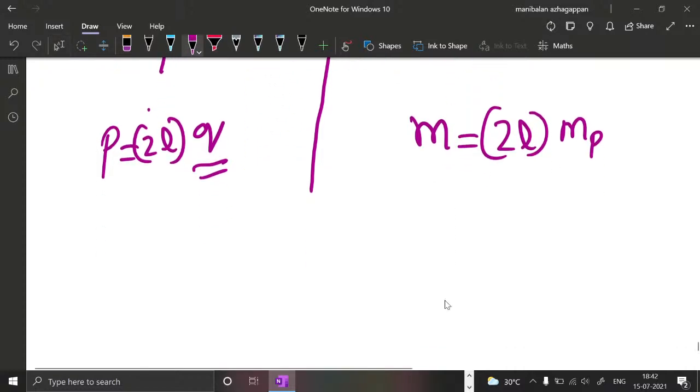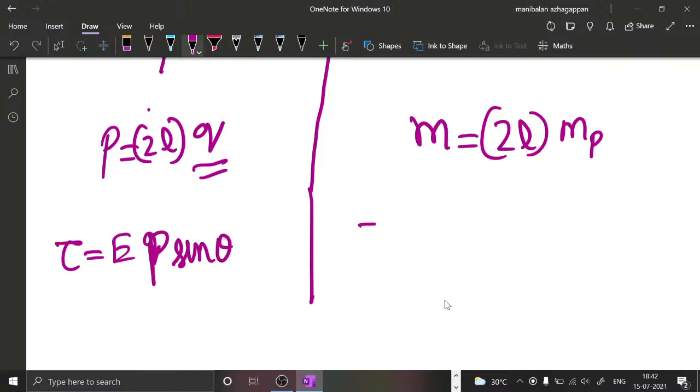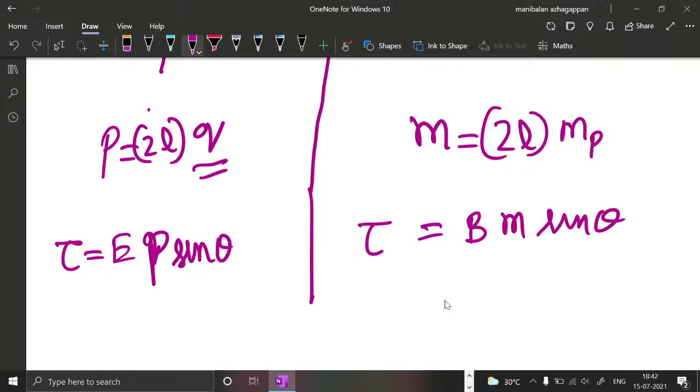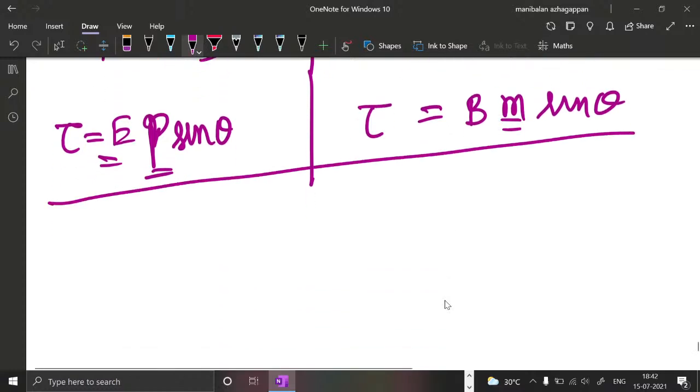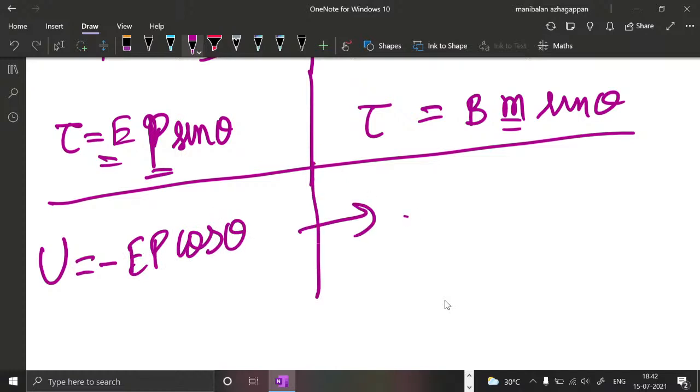The next one: torque is equal to EP sin theta. The same thing in magnetism: torque is equal to Bm sin theta. B is the magnetic field, E is the electric field, P is the dipole moment, m is the magnetic dipole moment. Next, the electrostatic potential energy U is equal to minus EP cos theta. The equivalent formula is U is equal to minus Bm cos theta.